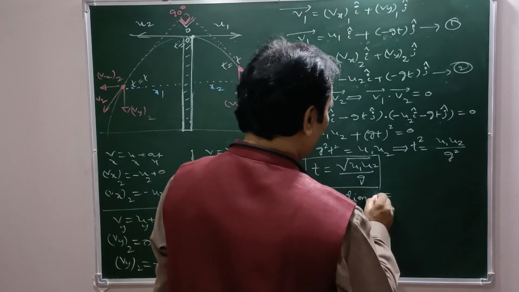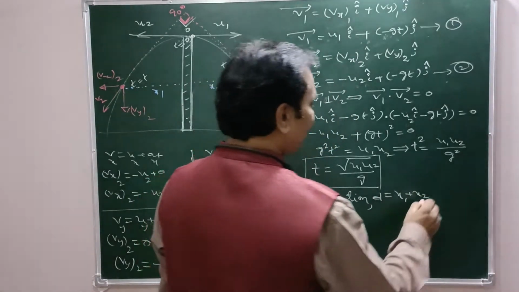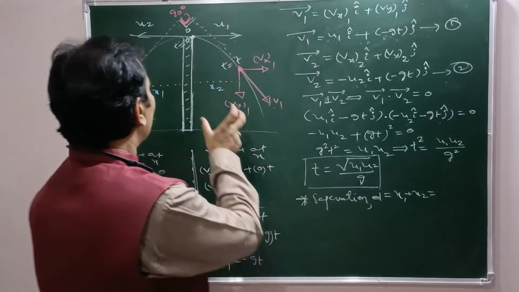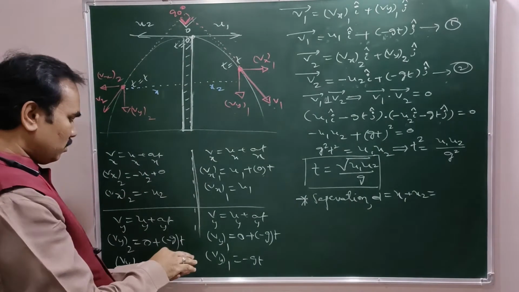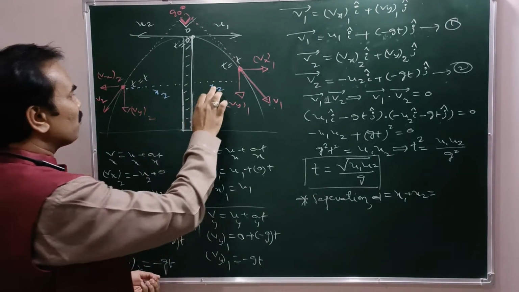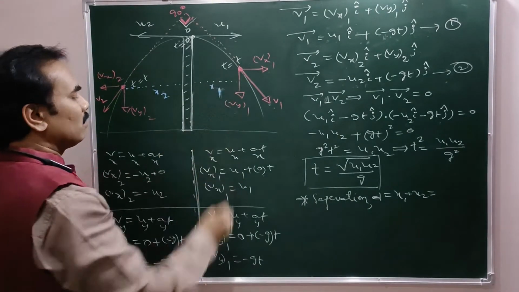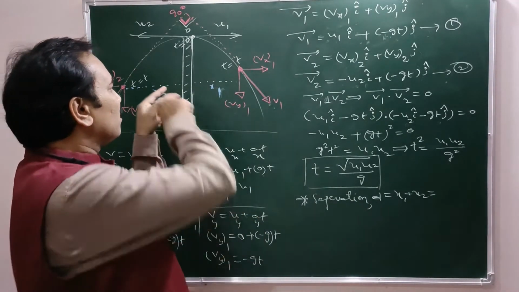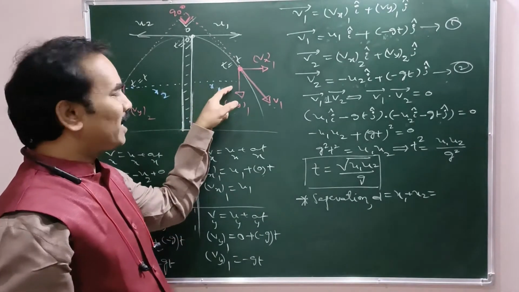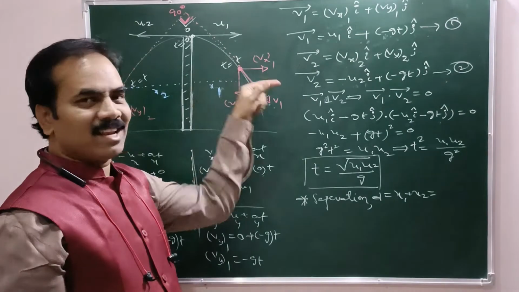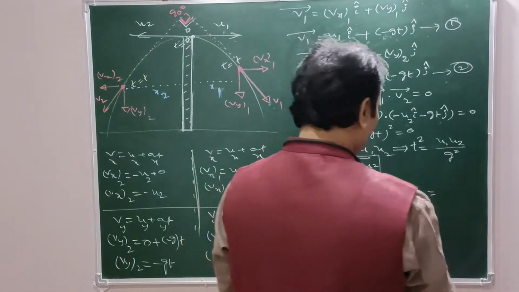D equal to x1 plus x2. This is x1, this is x2. So x1 means horizontal distance, and horizontal distance means horizontal speed into time. Why? Because there is no acceleration. So x1 equal to u1 into t.